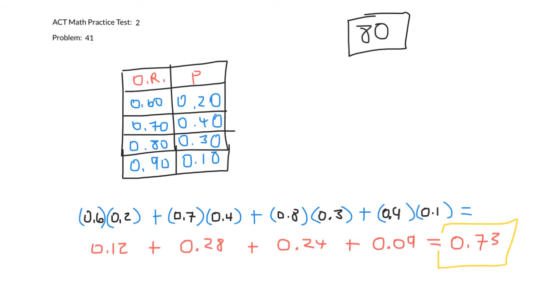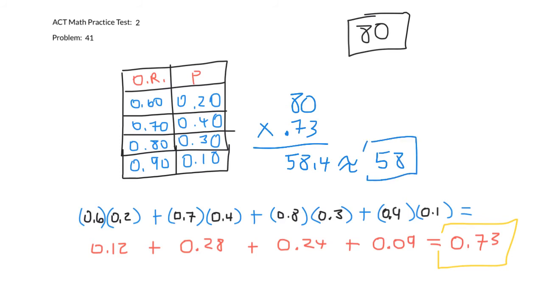So at the end of the day, we're looking at 80 times 0.73. And that turns out to be 58.4, which is approximately 58, which corresponds with answer choice C.